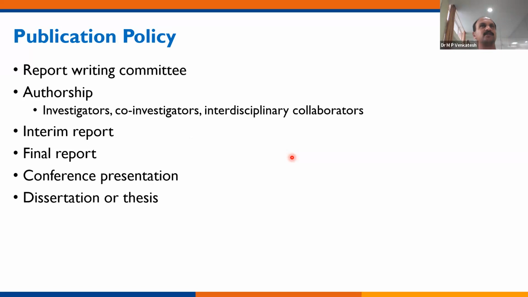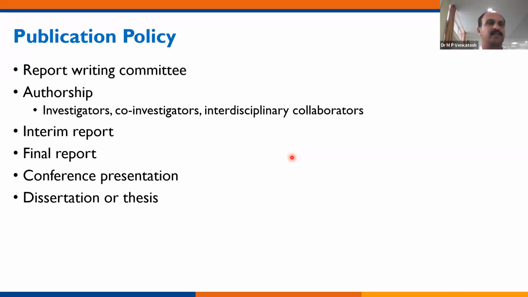Publication policy: once the data is obtained, if things are fine and the results are conducive and better, the report writing committee will start writing the publication, and it can be published as a part of your activity or outcome. So the question comes, who should get the authorship, whether the investigator, co-investigator, or the sponsor, etc.